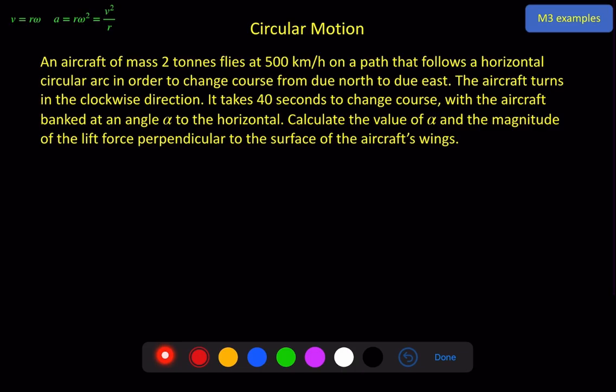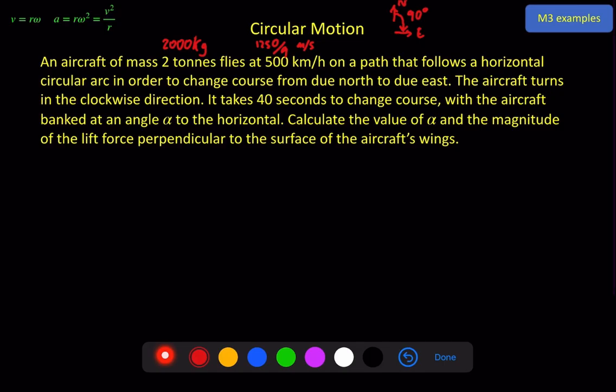Next example. An aircraft of mass 2 tons, that's 2,000 kilograms, flies at 500 kilometers an hour. That's a rather awkward 1250 over 9 meters per second on a path that follows a horizontal circular arc in order to change course from due north to due east. The aircraft turns in a clockwise direction, which is good because that's what I automatically assumed. So it's going 90 degrees.